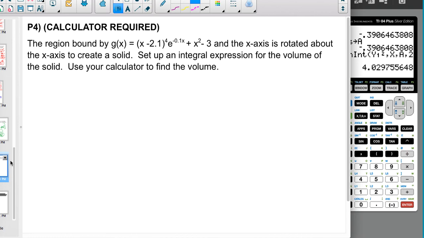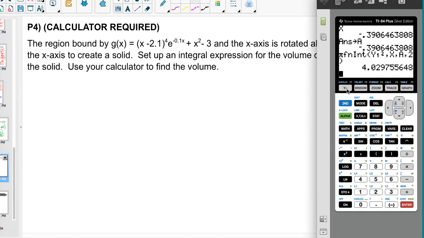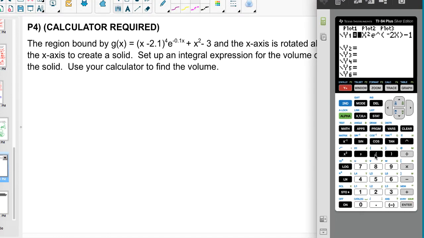All right, cool. So let's do P4, which is the same concept, right? Different function. So again, you might as well get a good idea for what this looks like because it's a calculator section. So my g is x minus 2.1, close the parentheses, to the 4th, right? And then I'm going to go ahead and times, so e to the, in parentheses, negative 0.1x, right? Close the parentheses, plus an x squared. Oh, my bad, meant to do squared, minus a 3, right? So we're going to go ahead and graph it and see what we see.